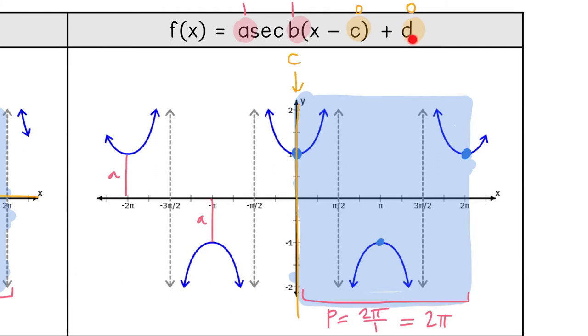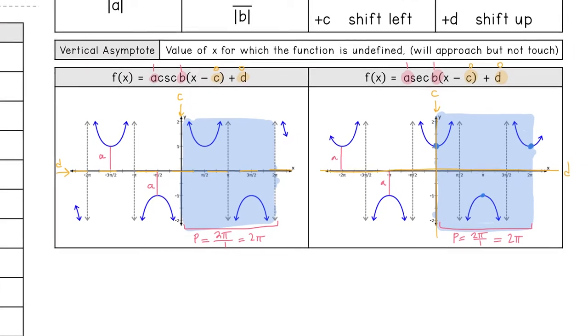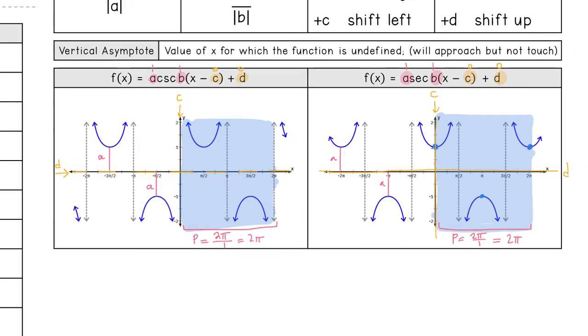And then D being 0, D controls up and down. So that means we would look at the y-axis. Sorry, another bell. And look at the 0. And that becomes our midline. Okay, so those are the 2 functions that we're going to be graphing.